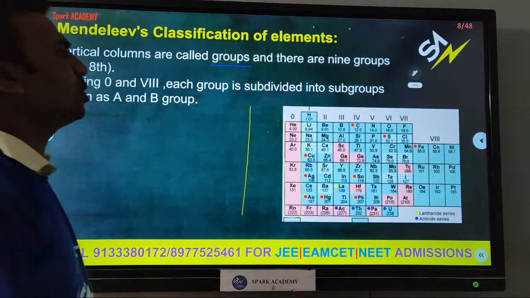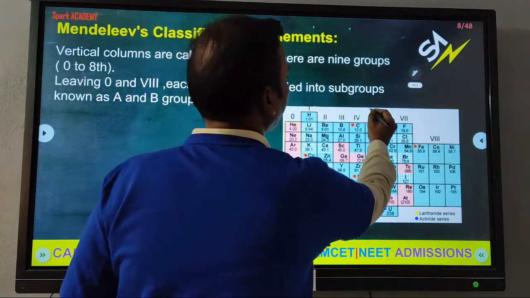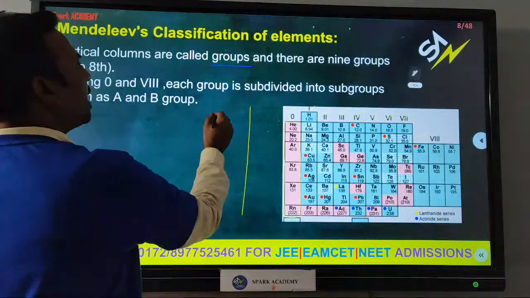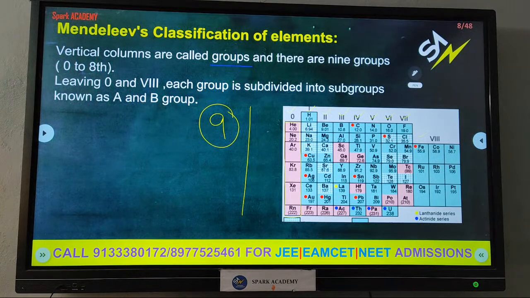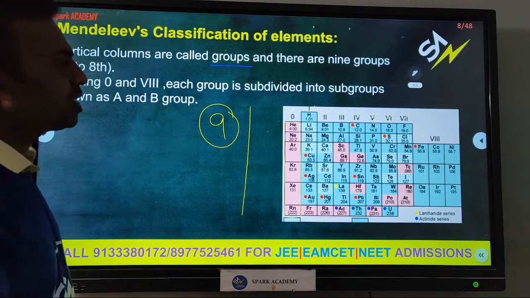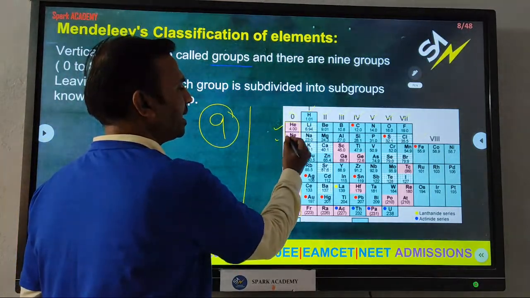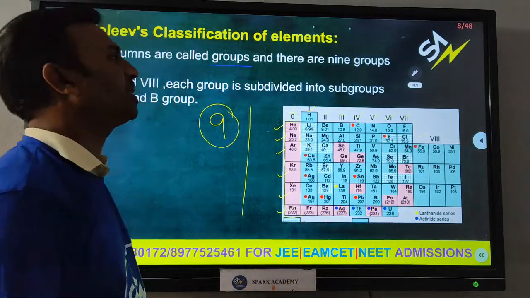First group is 0, then 1, 2, 3, 4, 5, 6, 7, 8. So 8 plus 0, total 9 groups present in the Mendeleev periodic table. So what is the name of the first group? The first group is called the zero group because helium, neon, argon, krypton, xenon, radon elements are present in it.